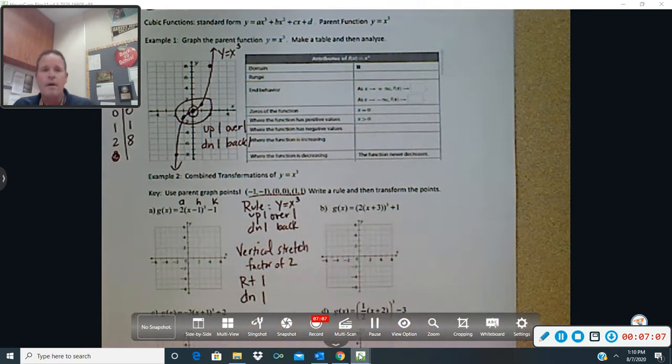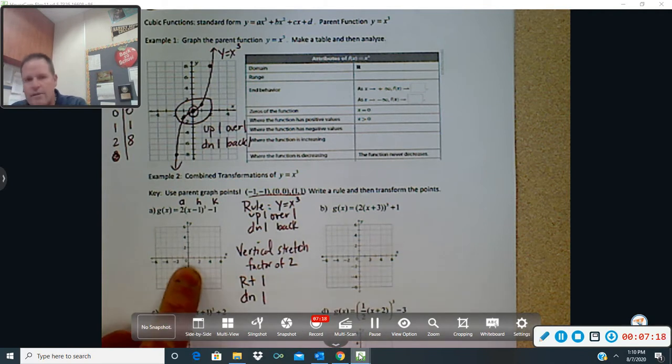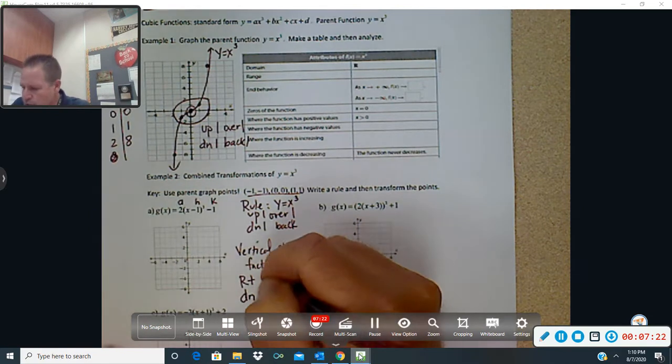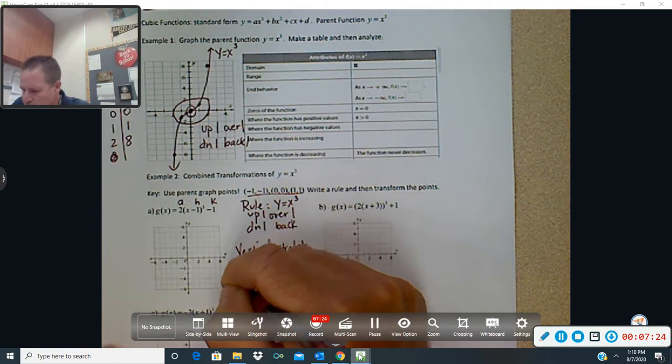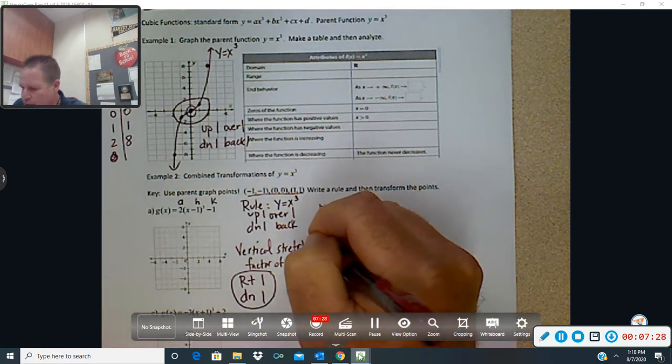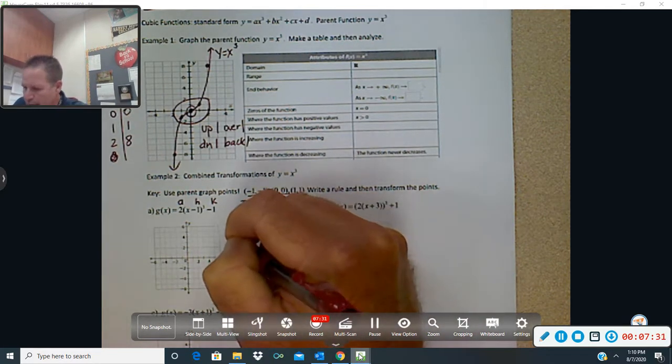Okay. Now, I'm a parent. I can tend to be a little bit on the boring side, probably in my kids' eyes. So where do the parents always start from? The most boring part of the graph would be from 0, 0. So what we're going to do is move 0, 0 according to the right one, down 1, and then we're going to vertically stretch our rule by a factor of 2.